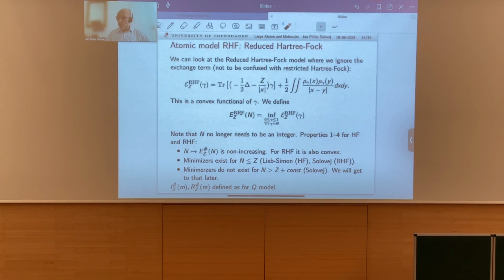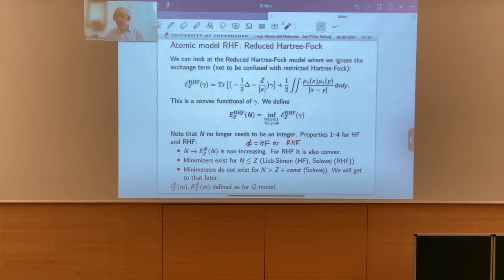So let me go through these properties that I had for the quantum model. I talked about whether it was a decreasing function and so on. Let me do these properties 1 to 4 for the Hartree-Fock and reduced Hartree-Fock model. I'm using sharp here to refer to either Hartree-Fock or reduced Hartree-Fock. So sharp means HF or reduced Hartree-Fock.